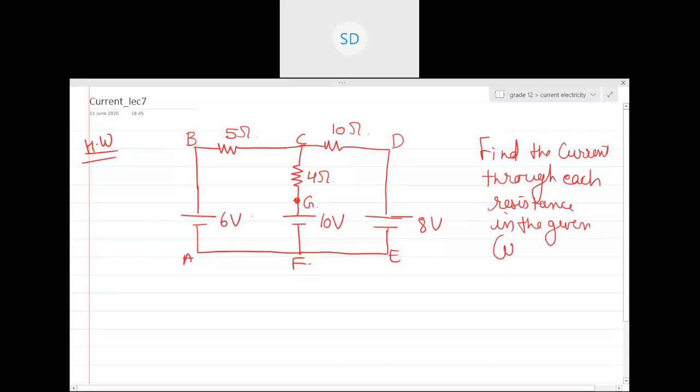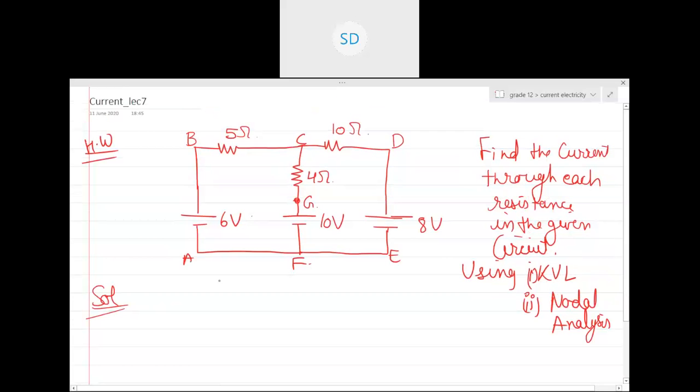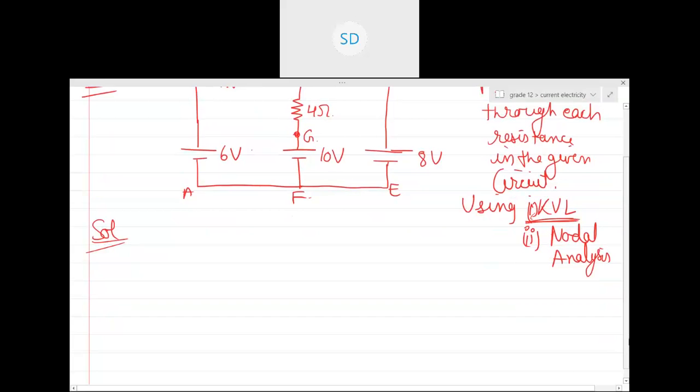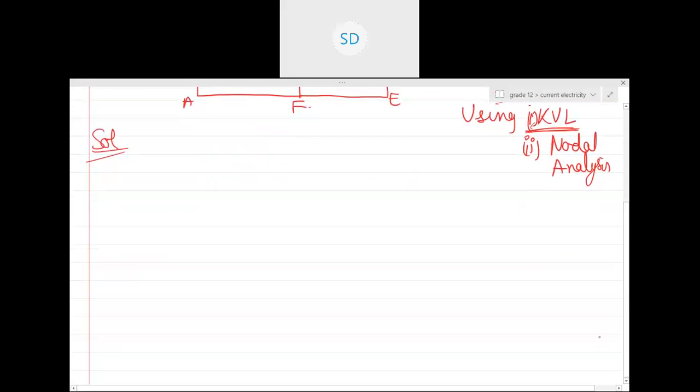Please remember why I'm teaching you different approaches to the same problem, so that whichever method you are comfortable in, use that. KVL and the second one is nodal. So KVL is a homework for you people. Will you be able to do the KVL part or shall I solve it, guys?